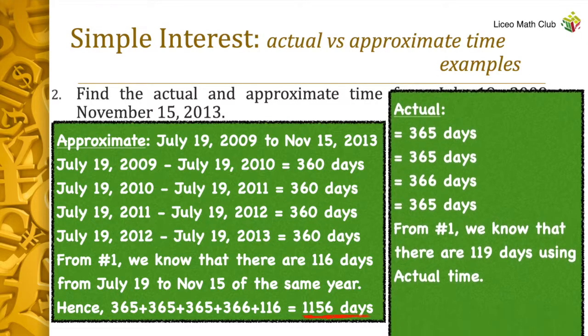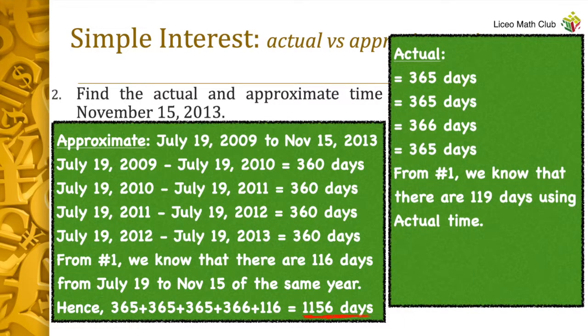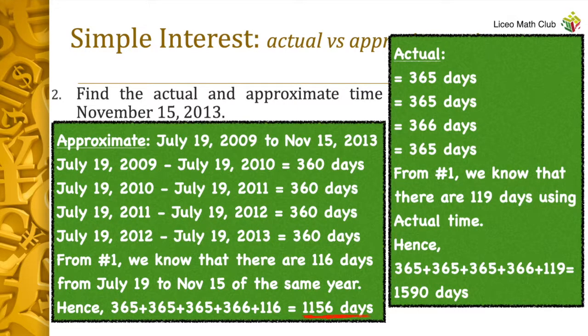Let's move this up a little bit. We cannot fit the screen. What we're going to do is add all of these: 365 plus 365 plus 366 plus 365 plus 119. We have 3 365s, 1 366, and 1 119. We're going to add that and sum it up. The answer is 1,590 days. So that will be our answer for the actual time.